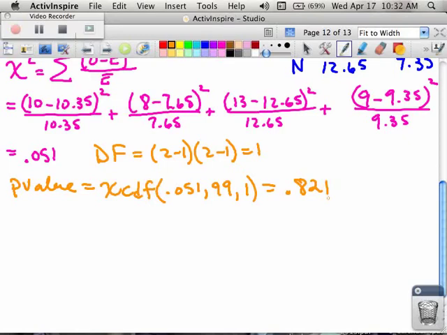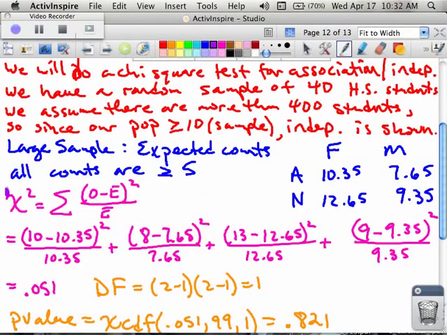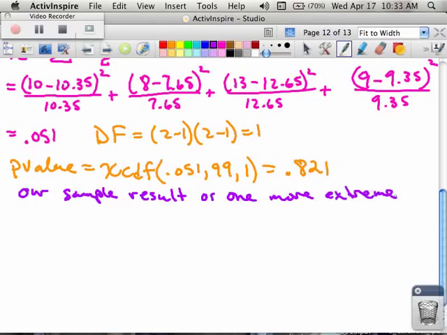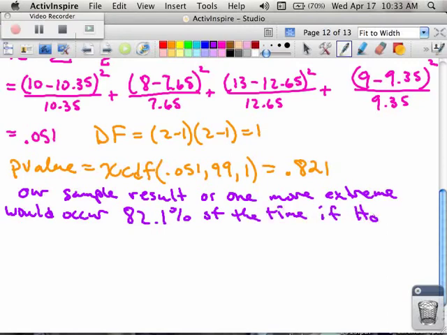Yeah, that's kind of ridiculous. So this is one of those cases where it makes me so frustrated. Our sample result or one more extreme, I love this stuff. Can we get a T-shirt for the class? We should get a T-shirt, you guys, and say we are more extreme. Or one more extreme would occur 82.1% of the time if H0 is true.